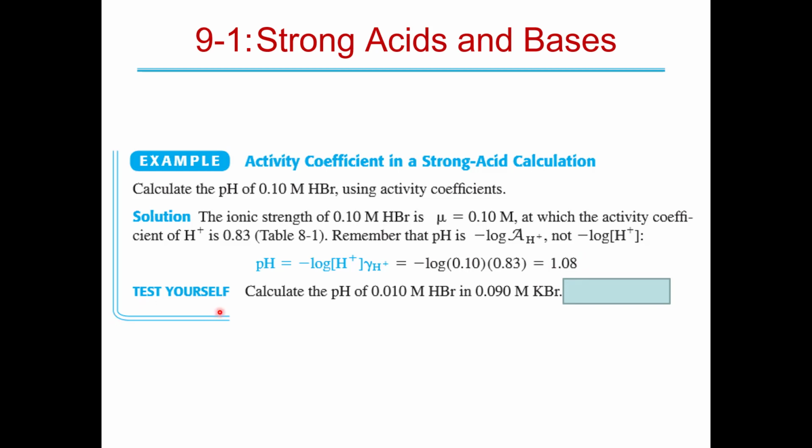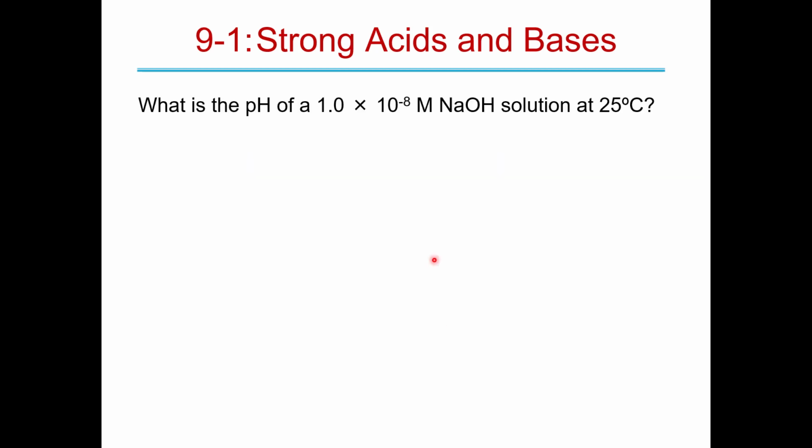So here's a problem that you can pause the video and work yourself to see if you can get the correct answer. You can go to your textbook to check and see that you get the correct answer. What'll be a little bit different from this problem is that we have an extra source of ions, and so you'll need to include the 0.09 molar potassium bromide in your ionic strength calculation. So let's check out this problem.